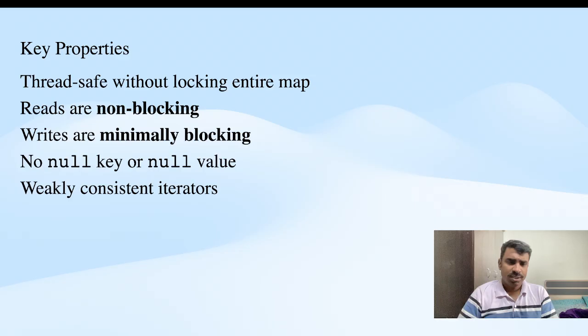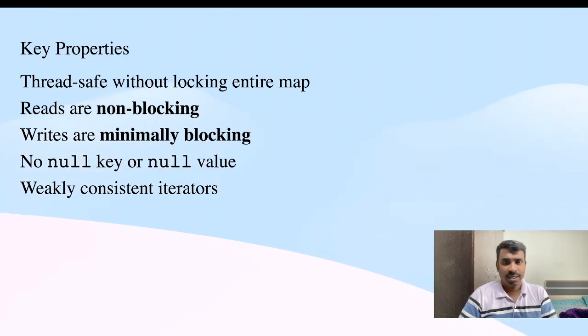So the main properties: thread safe without locking the entire map. In hash table I told you it is a single lock across the table, but here it is not a single lock across the map. It is not locking the entire map, and it's thread safe as well. Reads are non-blocking and writes are minimally blocking. Minimally blocking means it blocks a particular bucket or bin only. It is not blocking the entire map.